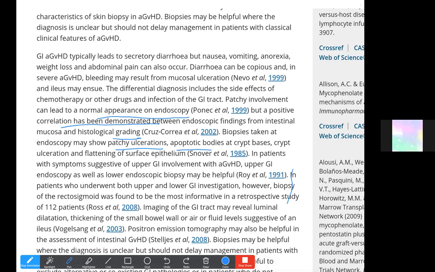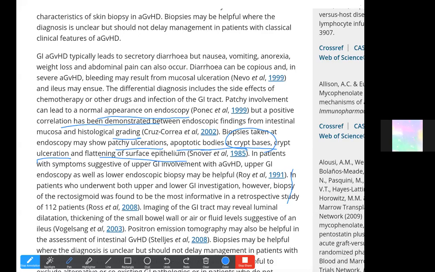There could be a patchy ulceration with apoptotic bodies at the crypt base. So in the skin, we had apoptotic bodies at the epidermal rete ridges, that is at the junction of the epidermis and dermis. Here we have apoptotic bodies at the crypt bases. So here the crypts are the ones that are affected. And there could be a crypt ulceration and flattening of the surface epithelium. And just like the dermis had the lymphocytic infiltration, here also the submucosa would have some lymphocytic infiltration.